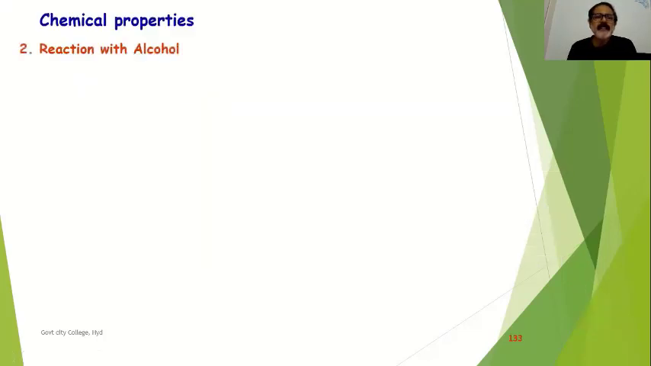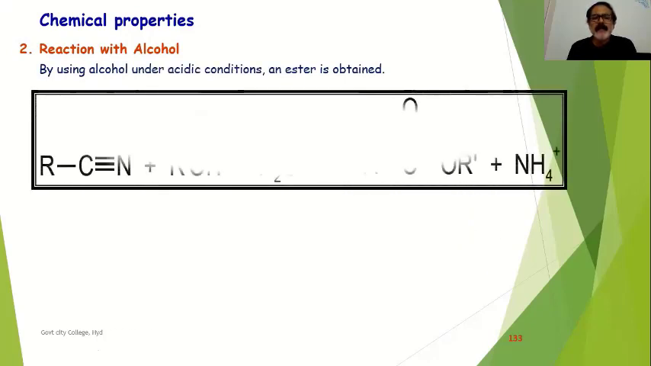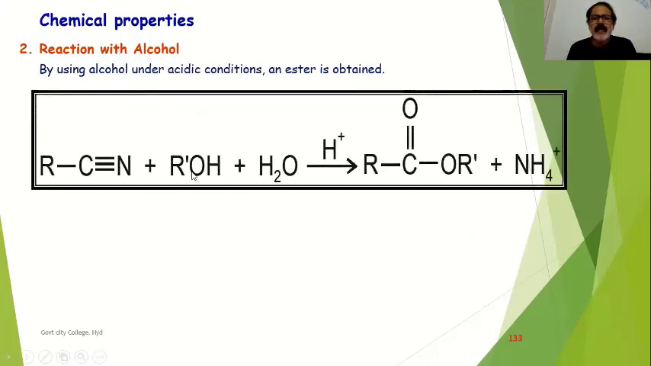The next one is reaction with alcohol. Same reaction, but instead of water, which is HOH, we are using an alcohol, R-OH. In this case, what happens? Initially, these two hydroxyl groups will go as water and you are getting a carbonyl group, but one of this nitrogen will go as ammonia, and this ROH group will come and attach to the carbon, and here you are getting an ester. So with alcohols, you are getting an ester.